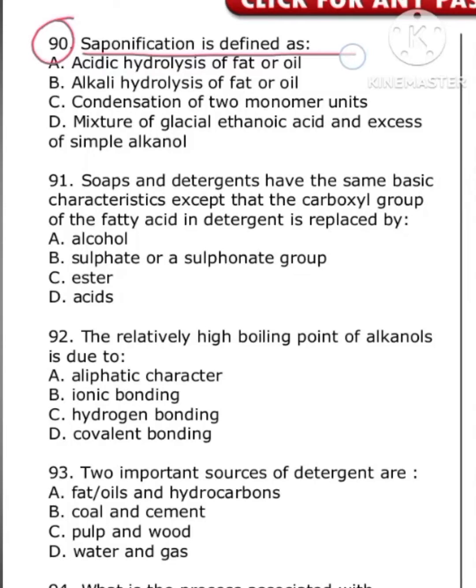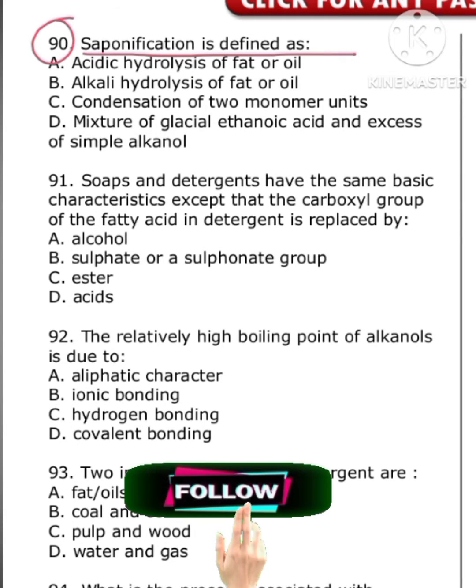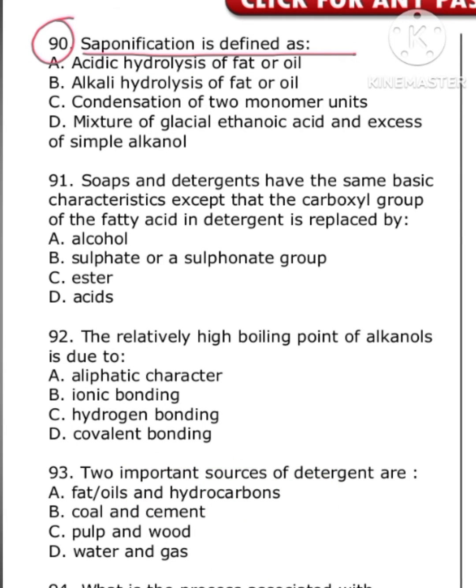Option A, acidic hydrolysis of fat or oil. B, alkali hydrolysis of fat or oil. Then C, condensation of two monomer units. D, mixture of glacial ethanoic acid and excess of simple alkanol.